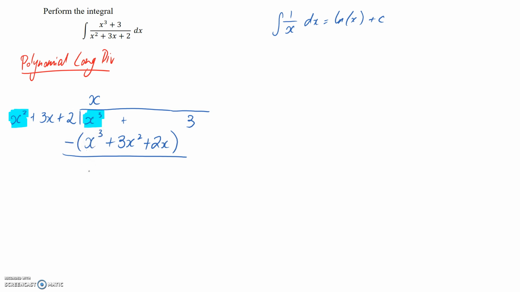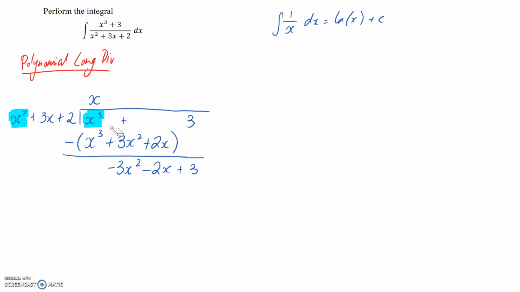So I won't write anything here. We haven't got any x squared term on the top line, so it's basically 0 minus 3x squared, which is going to leave us with negative 3x squared. Again, we don't have an x term up here, so it's going to be 0 minus 2x, which leaves us with negative 2x. And then we have no constant here, so 3 minus 0 leaves us with 3. Alright, so now we just need to go through and repeat this process.